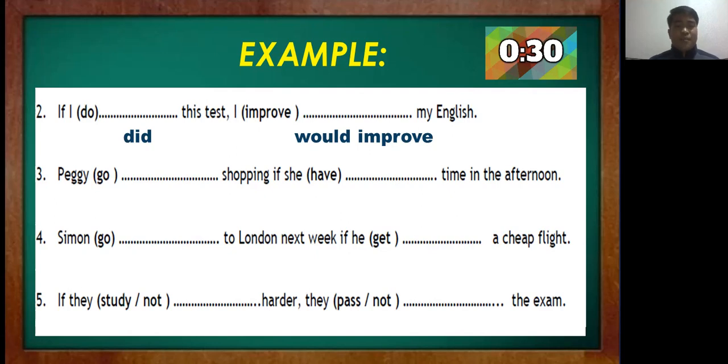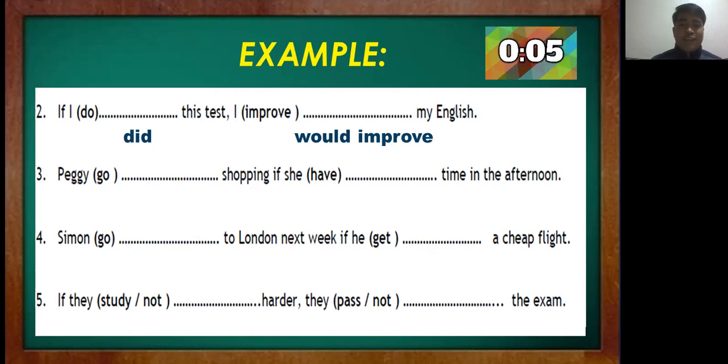Peggy go shopping if she have time in the afternoon. Good luck. 30 seconds for you to answer starts now. Peggy, go. Please consider the number of the subject, like if it is singular or plural. Okay, so you decide. And then also notice that in sentence number three, if here is in the second part of the sentence, not in the first part. So you decide what to do.